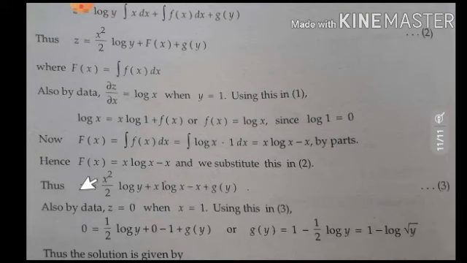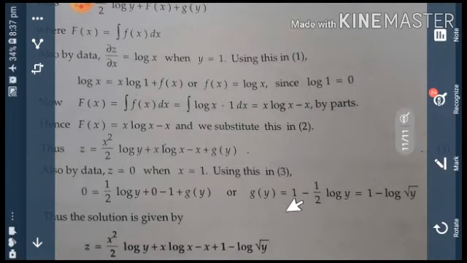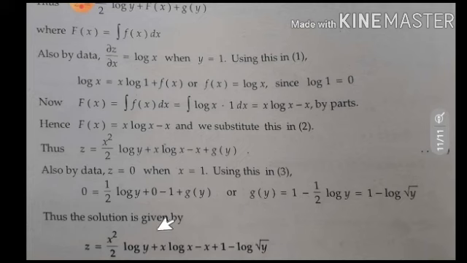Now to find g of y, we need to substitute another given condition. What they have given: z value is 0 when x is 1. So z is 0, and x you substitute as 1. Wherever x is there you substitute 1. Log 1 we know is 0, minus 1 plus g of y. So what is g of y you will get? g(y) is 1 minus half into log y by 2. So substitute that answer here in equation 3. So that will be the particular solution.